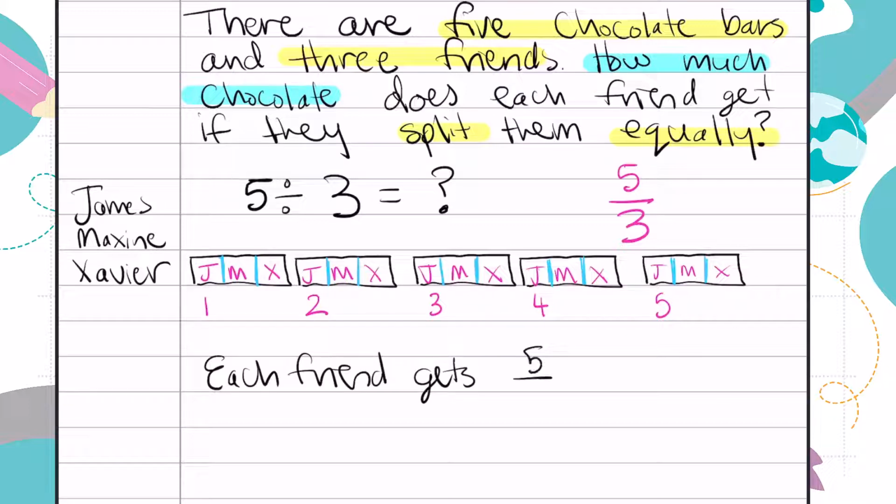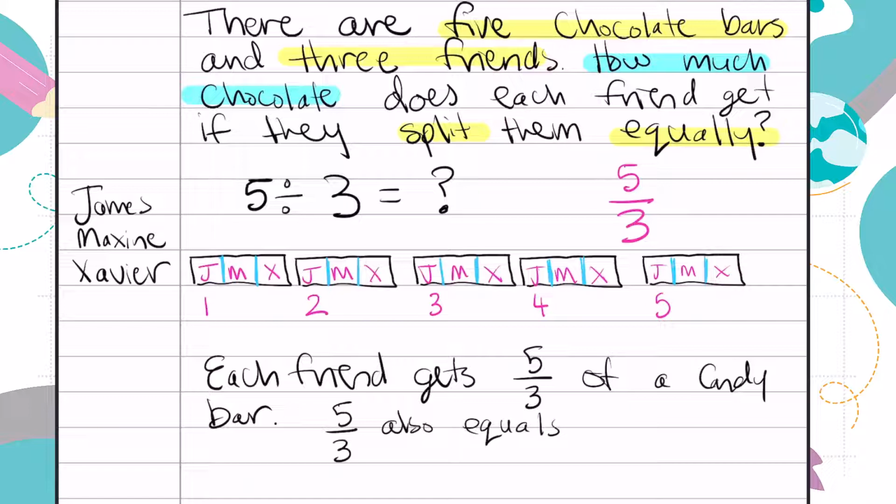And we can change that into a mixed number as well, because you can see it's an improper fraction, a fraction with a value greater than 1. Each friend gets 5/3 of a candy bar. 5 over 3 also equals 1 2/3. Each friend gets 1 2/3 of a chocolate bar. Oops, I see now I wrote candy bar. It should say chocolate bar.